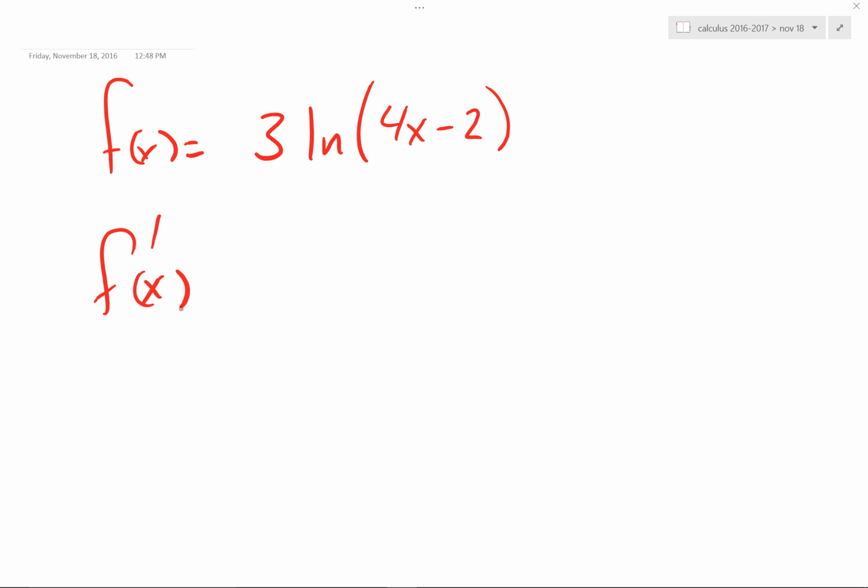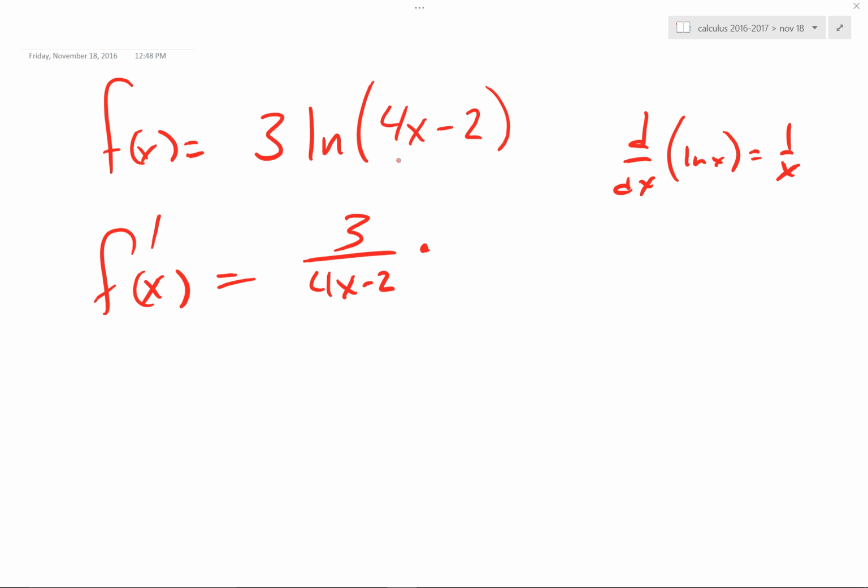All right, so what's the derivative of ln? It's 1 over x, yes? So in this case, it's going to be 3 over the inside function. Because remember, the derivative of the ln of x is 1 over x, yes? So all I've done is said, well, my x now is a function. There's 1 over that, times what's the derivative of this inside piece? 4. So my answer is literally just 12 over 4x minus 2.